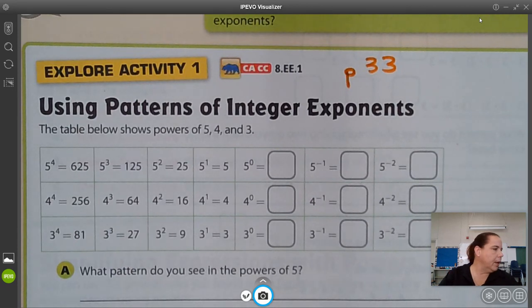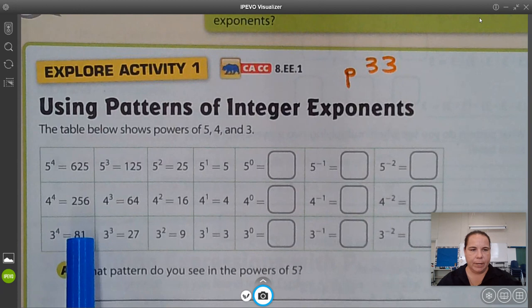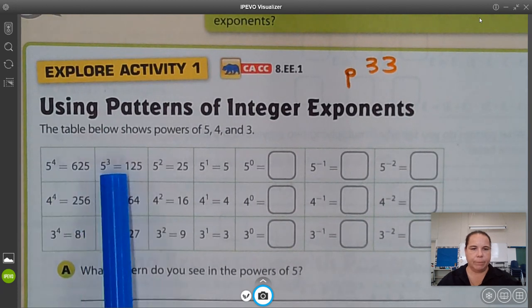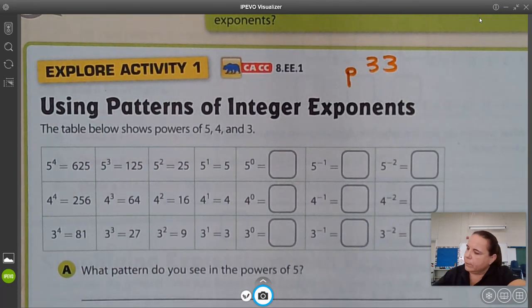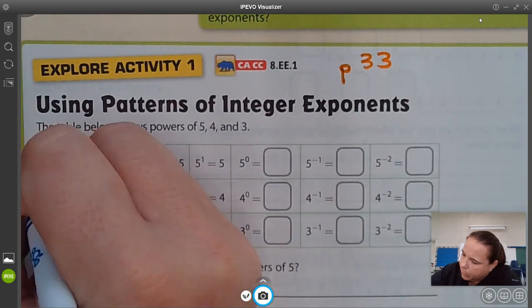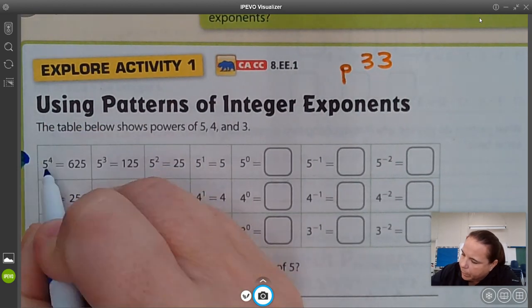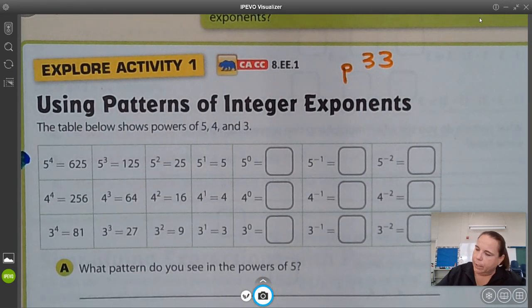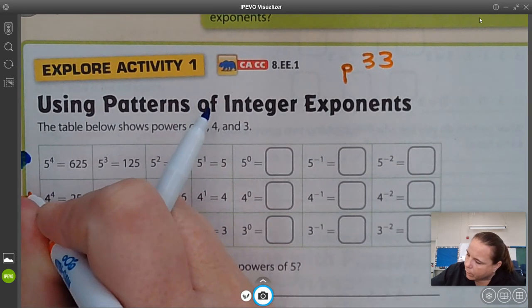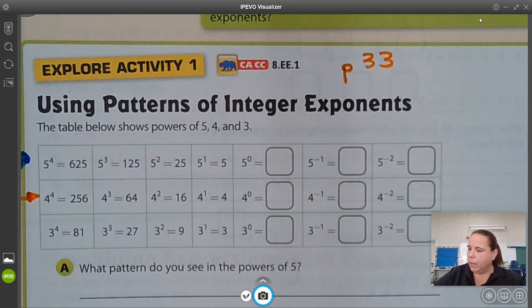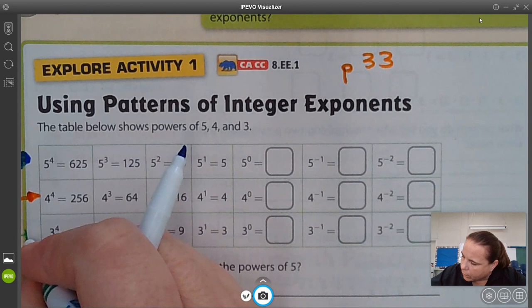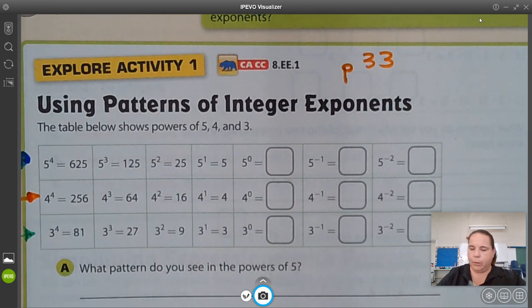So when we look at these patterns, we need to make sure we think about the base, right? We're going to have a base of 5. This row, all the bases are 5. This following row, all the bases are 4. And the last row, all the bases are 3, which we just already worked with.